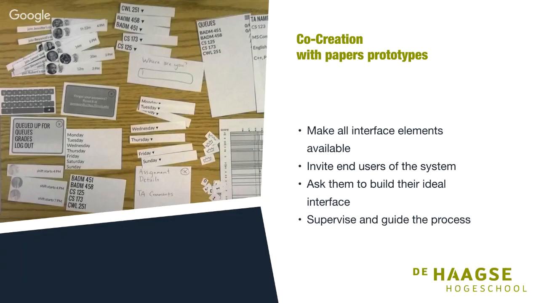And then you give them these interface elements. Okay, here's a keyboard, here's a list of days, a list of contacts, and we want to make a mail app. How would you do it? What's the perfect interface for you? And then they will start putting things together.